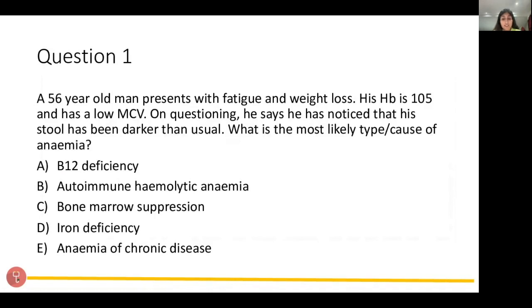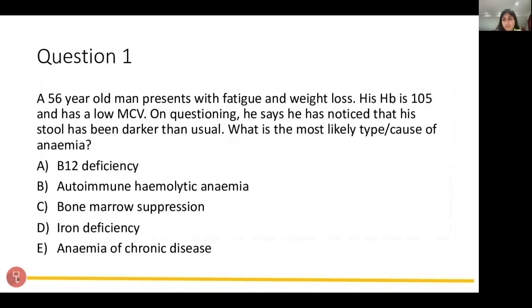In both of those cases, we'd be worried about iron deficiency anemia secondary to a GI malignancy or a gastric ulcer.